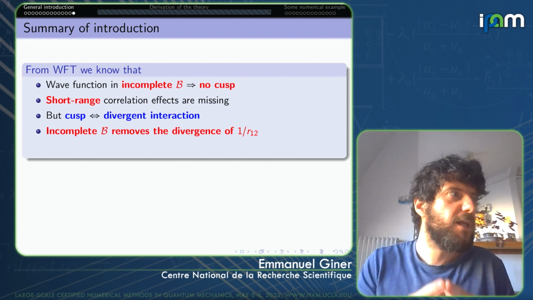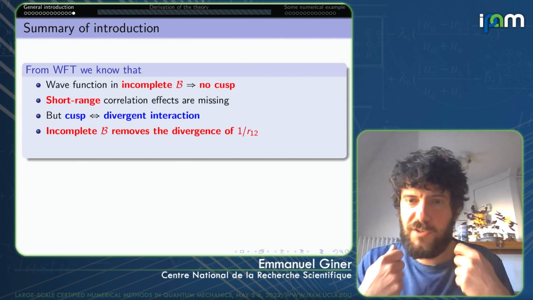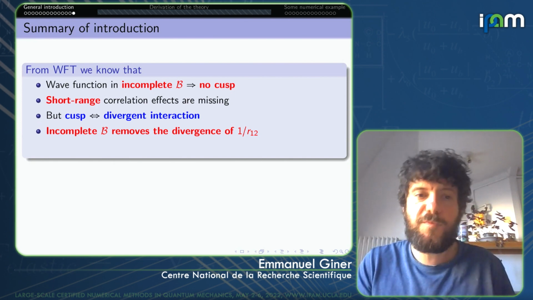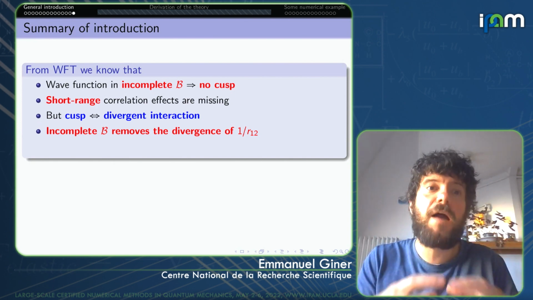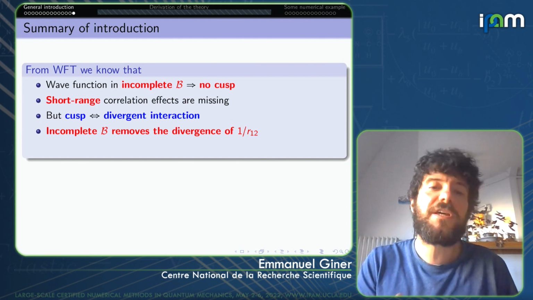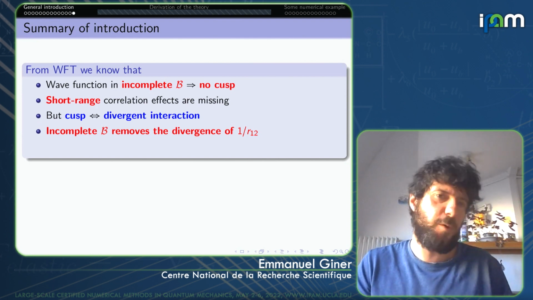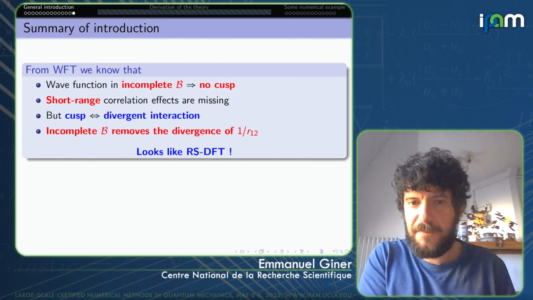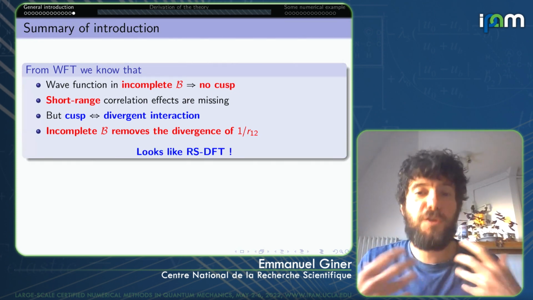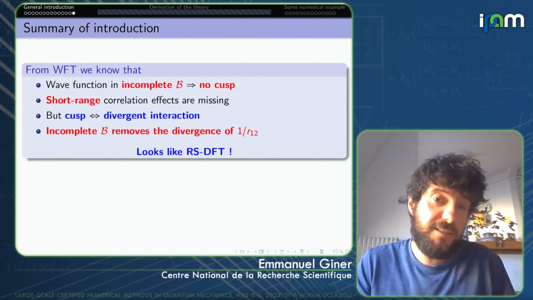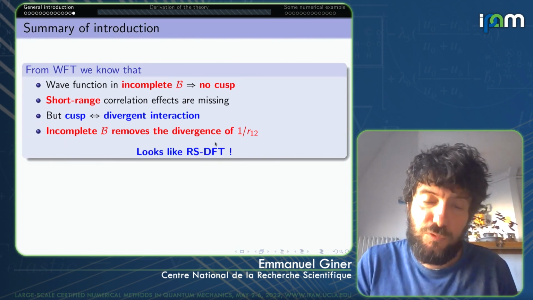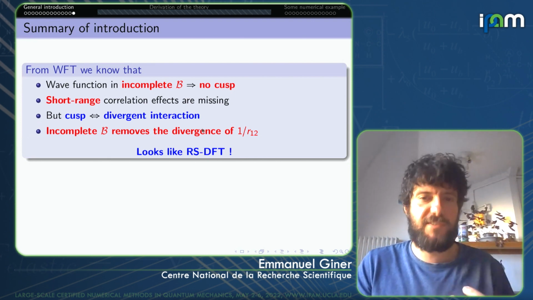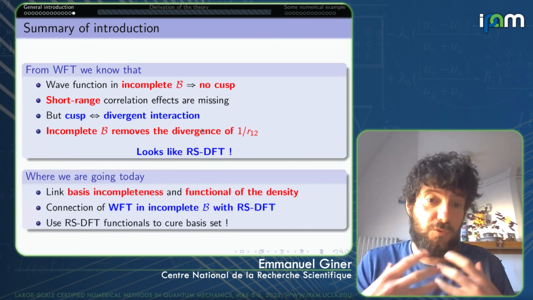So said in other terms, you can think of the projection in a basis set either as removing the cusp, or directly on the Hamiltonian itself as removing the divergence of the Coulomb operator. Therefore, this looks like range-separated DFT, which also deals with a non-divergent interaction. And so the idea is to make a mapping of range-separated DFT with wave function theory in a basis set. And that's what we are going to do.